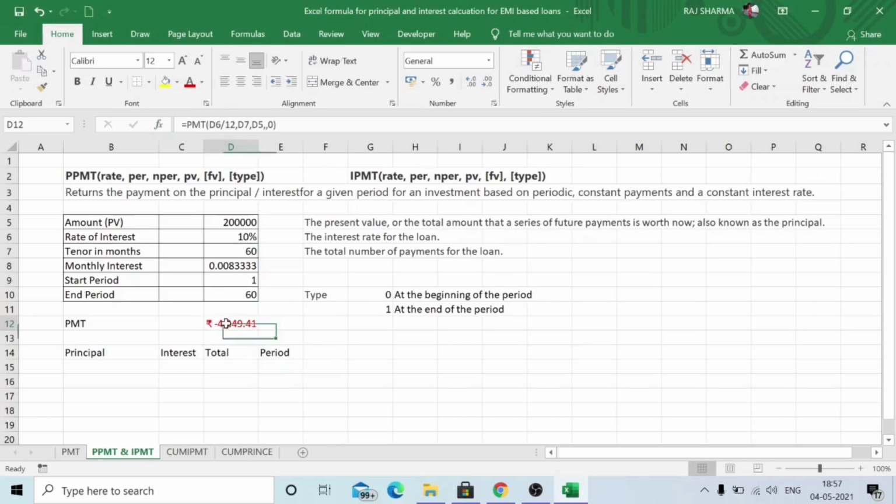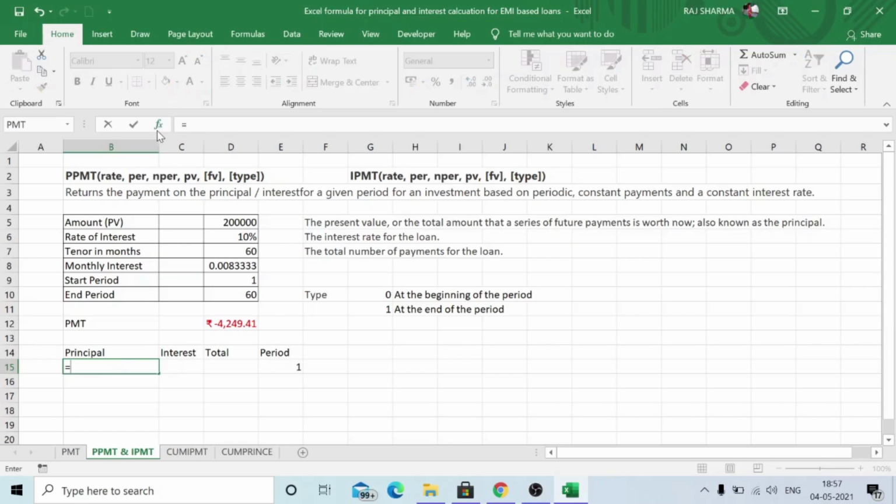Okay, so my monthly installment has come out to 4,249.41. Now we are going to work out the principal portion of this installment and then the interest portion of this installment. The principal and interest portion of this installment is going to vary every month. So let us do the calculation for the first month. How much will be my principal and how much will be my interest out of this 4,249?